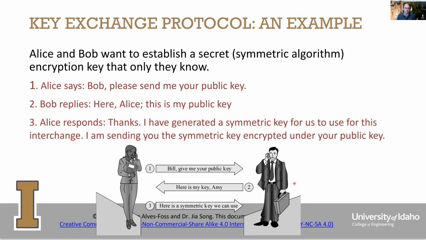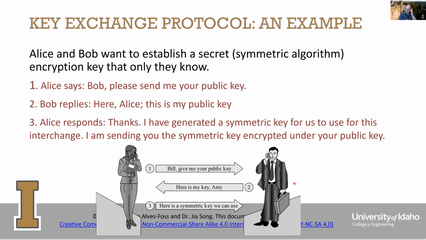All right, so how does this work? This is the part you need to understand. Alice and Bob want to talk. They want to establish a secret encryption key that only they know, but they don't want to use Diffie-Hellman. The reason they don't want to use Diffie-Hellman is they want to trust that they're talking to who they think they're talking to. So Alice calls up Bob. Up in this picture was Amy and Bill, but anyway, let's pretend it's Alice and Bob, A and B, right? Hey, Bob, send me your public key. Bob replies, here's my public key.